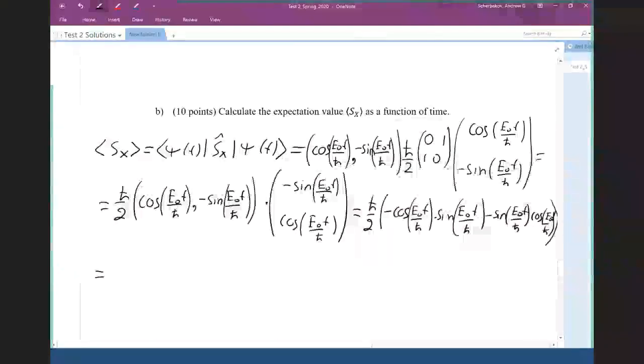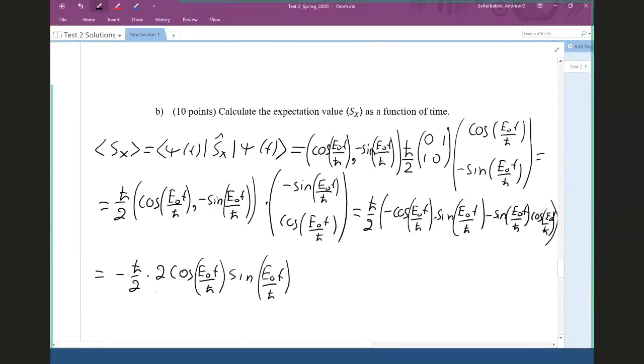So I can rewrite this as negative h bar over 2 times 2 cosine E naught t over h bar times sine E naught t over h bar. Well, we know that this is just the sine of double argument, so it's going to be negative h bar over 2 sine 2 E naught t over h bar.